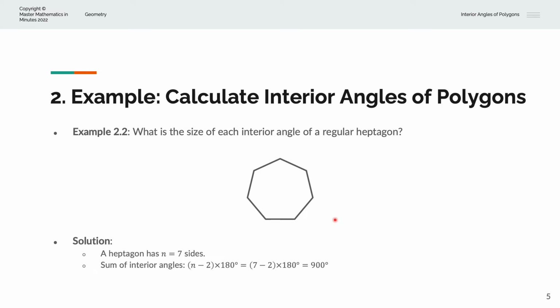And so, because this is a regular heptagon, all the sides are equal in length, and all of the interior angles are equal as well. So we're able to divide the 900 by 7, which is the number of sides, to obtain the size of each of the interior angles. So we have 900 divided by 7, and that is equal to 128.57 degrees. So labeling that visually, we have that angle as 128.57 degrees. And that's the same for all of the other angles as well.